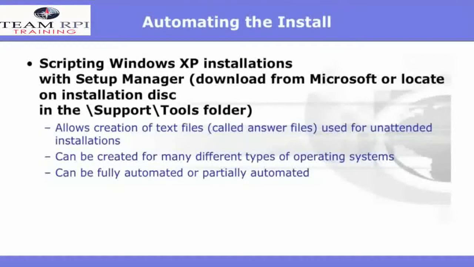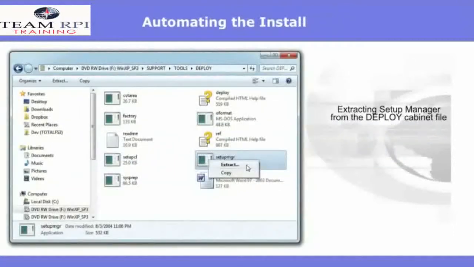So as I mentioned earlier, using the installation disk isn't the only way to perform an installation. We can script some of these actions or automate them, if you will. We can create this automated installation by finding the scripting tools in the Setup Manager. It allows for the creation of text files that we call answer files, used for unattended installations. Simply put your disk in the machine, navigate to Support, then Tools, and then Deploy. Find the Setup Manager file and extract it.